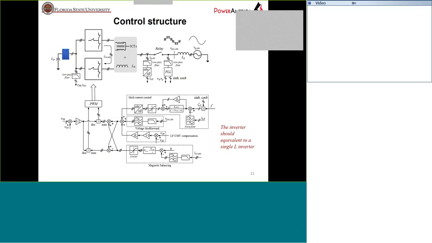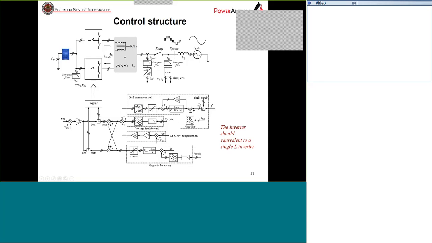The control structure is shown here. Although there are many control blocks here, this is actually really simple because there's only a grid impedance standing between the inverter and the grid. Looking from the top figure here, we can see that it's a single order system. So we have 4 control blocks here. The first one is the grid current control. The second one is grid voltage feed forward. The third one is the low frequency common mode voltage compensation, which we use to limit the low frequency ground leakage current. And the last one is to balance the magnetic flux by controlling the circulating current between the two modules.